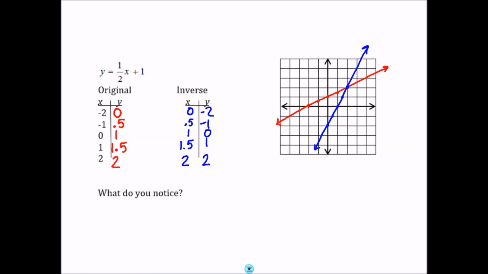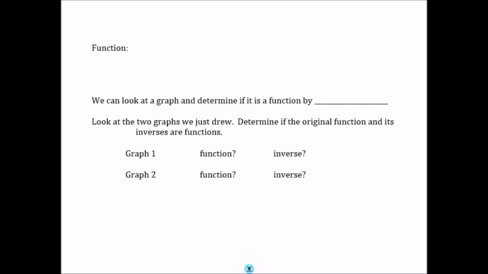Let's continue with some definitions. Hopefully in Algebra 1 you remember talking about functions. A function is when each input has only one output, or each x has only one y.